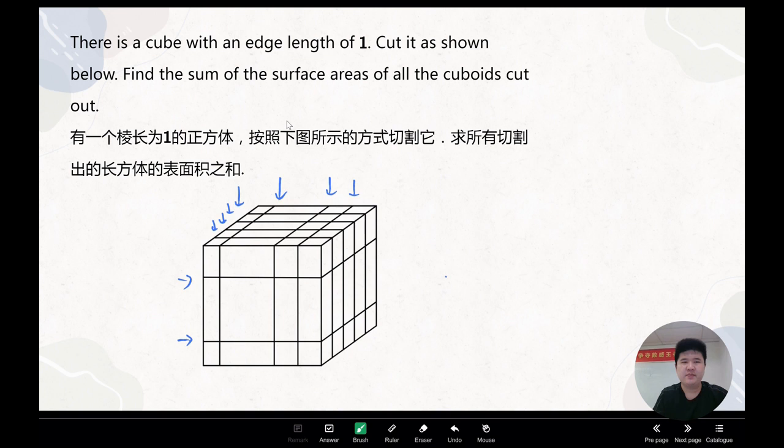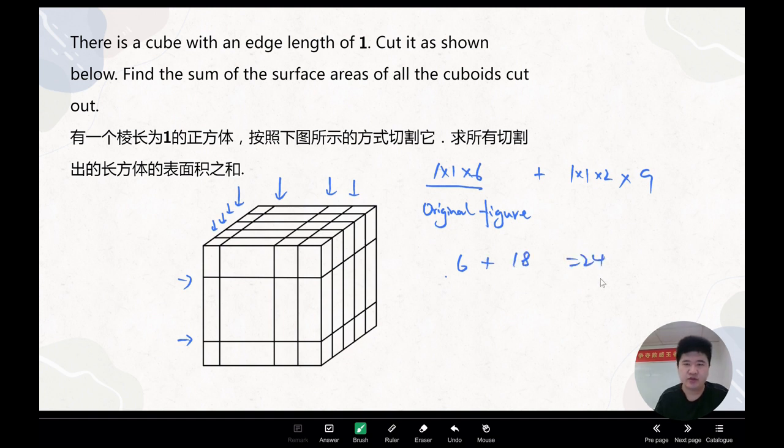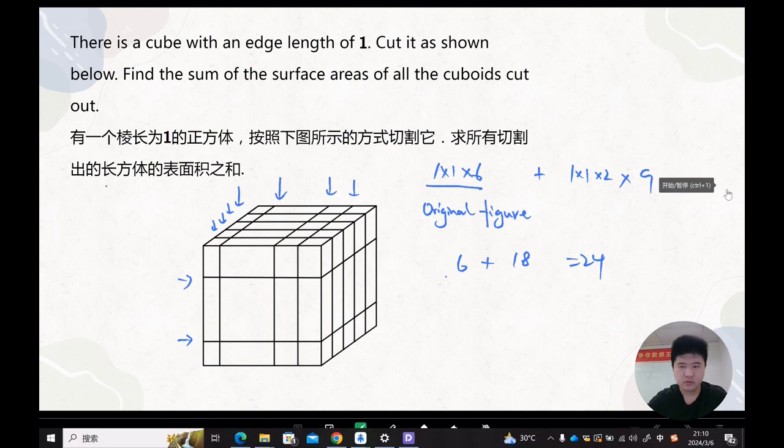In the beginning, we use 1 times 1 times 6. This is the original figure; the surface area of the original cube is 1 times 1 times 6, and after cutting, these faces are still there. Then we have 1 times 1, the area of each face, multiplied by 2 because each cut gives 2 faces, and then multiplied by the number of cuts, 9. So we get 6 plus 18, and the answer is 24. That is the sum of the surface area. However many cuboids we divide it into, it is at most the complete outer faces plus the extra faces from each cut in the middle. Okay, let's see the next one.